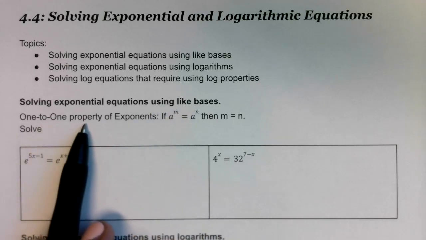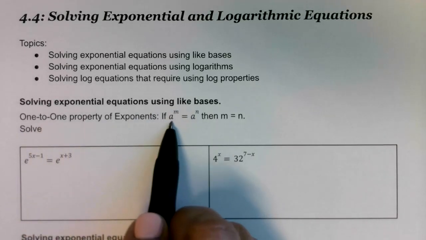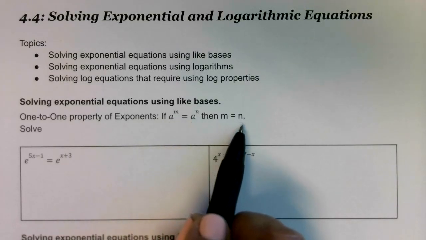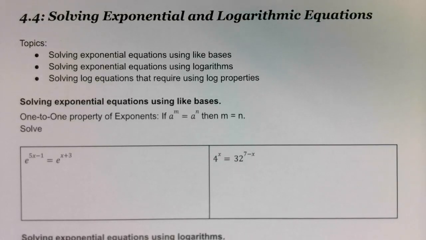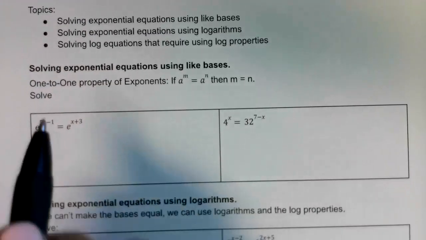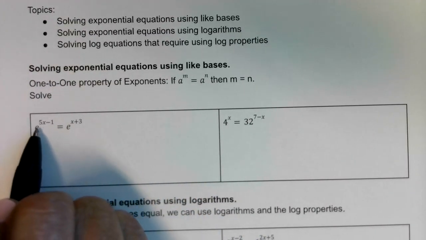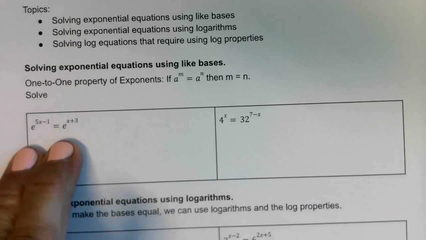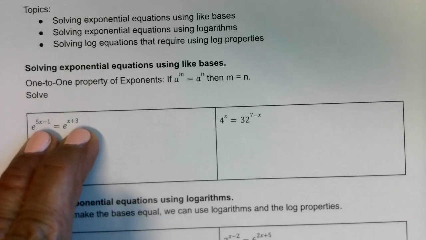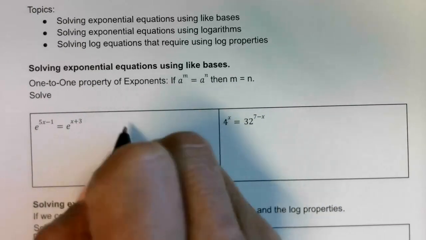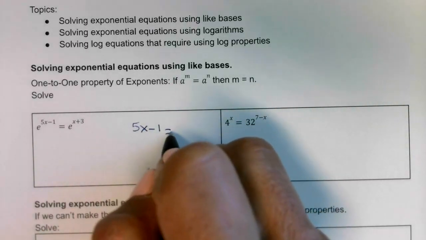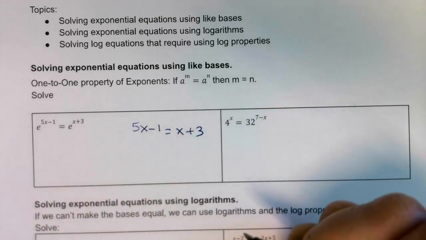So the one-to-one property of exponents is like this. If a to the m equals a to the n, then m equals n. So here we go. The first one, I have e, so our natural base e raised to the 5x minus 1 equals e raised to the x plus 3. The bases are the same, which means the exponents are the same. So the only way for this to be true is if 5x minus 1 equals x plus 3.